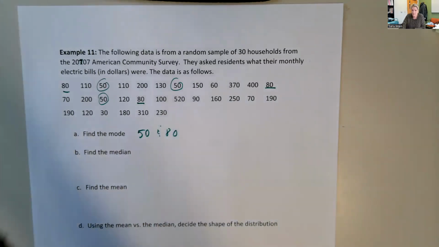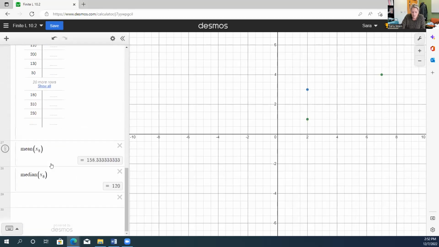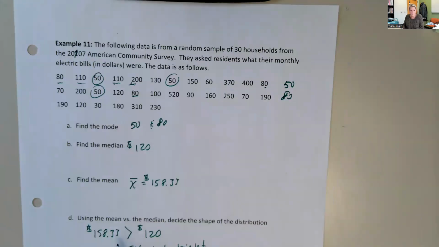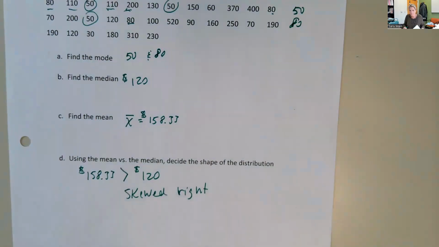So let's go ahead and look at the data in Desmos. Electric bills. And there is our mean and our median. So the mean is 158.33 and the median is 120. And if we look at these in comparison, we can most definitely see that the mean is larger than the median, significantly enough to say that it's skewed right data.